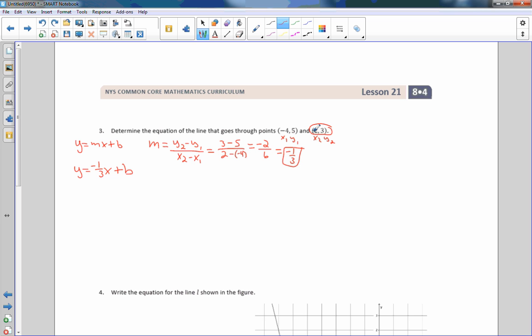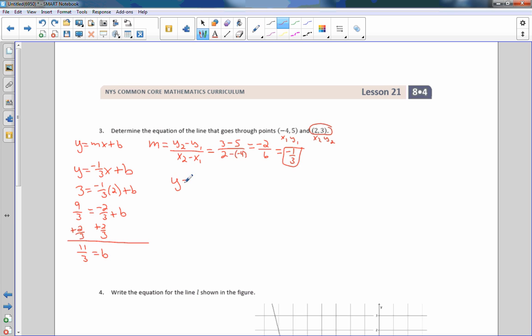Okay, I'm going to use this point because there's no negatives. y is 3 equals negative 1/3 times x, which is 2, plus b. So I'm going to get negative 2/3 plus b here. And I need to subtract, so I need a denominator of 3 over here. So I'm going to change 3 to 9/3. When I add 2/3 to both sides, now I can do the addition of the fraction. 9/3 plus 2/3 is 11/3, and that is my b.